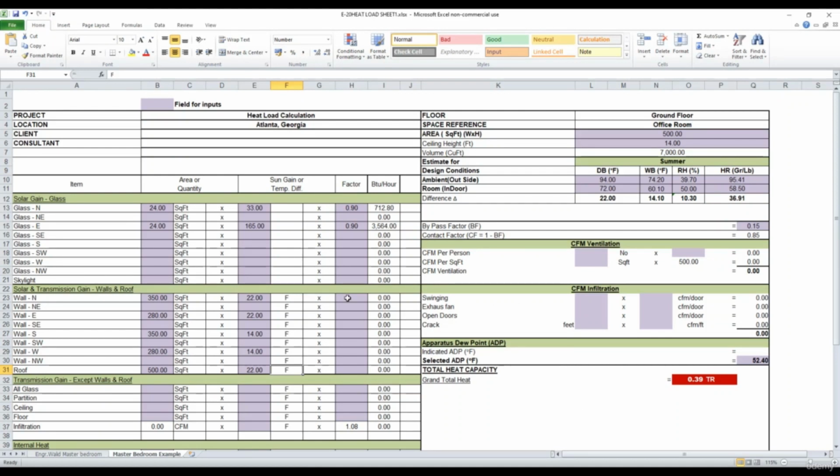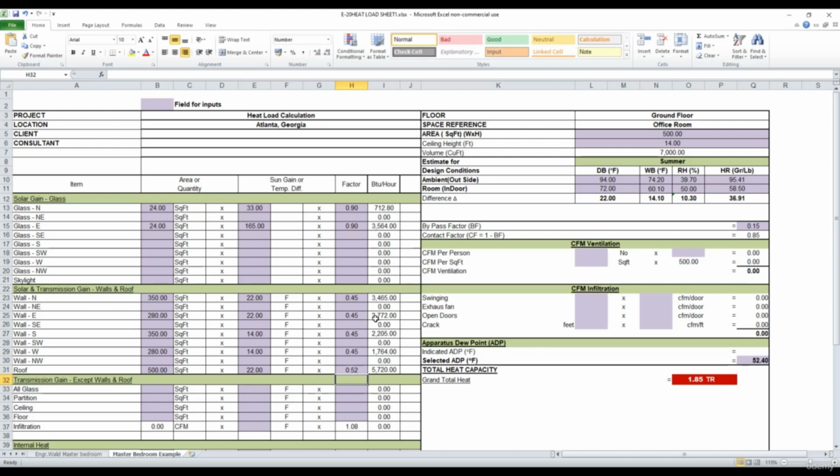The unit of rate of heat gain is BTU per hour, which is the same unit as that of power in the imperial system. The unit is BTU per hour, and in the SI system, it is kilowatt. 1 kilowatt equals 3,412 BTU per hour.